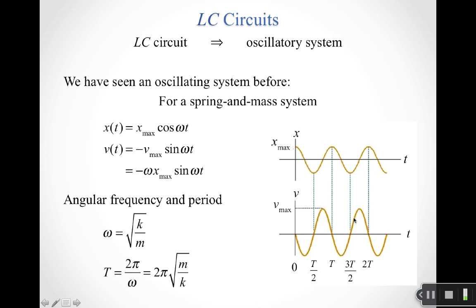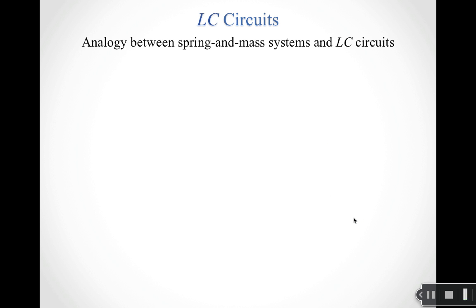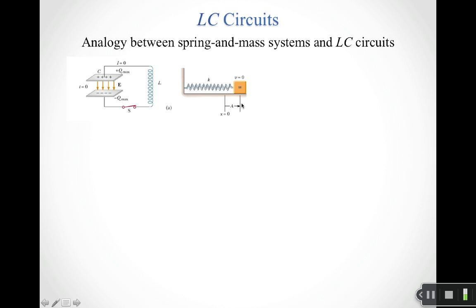So this basically gave me everything that I needed to know in terms of the behavior of my spring and mass system. Well, there's a simple analogy between the spring and mass system that we learned in 221 and the LC circuit that we're going to deal with now in 222. Basically, you pull the mass out to amplitude and let it go. That's the situation where I close my switch with a fully charged capacitor and no current.